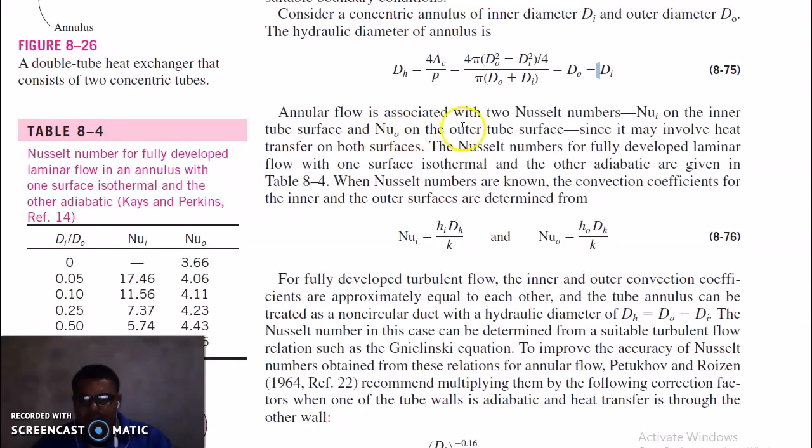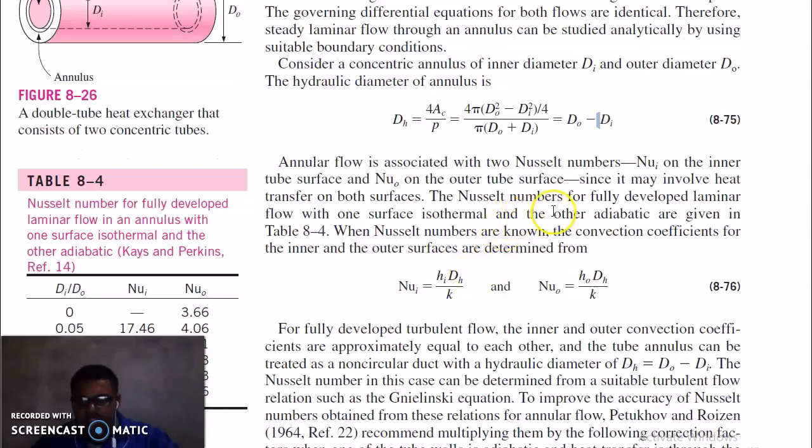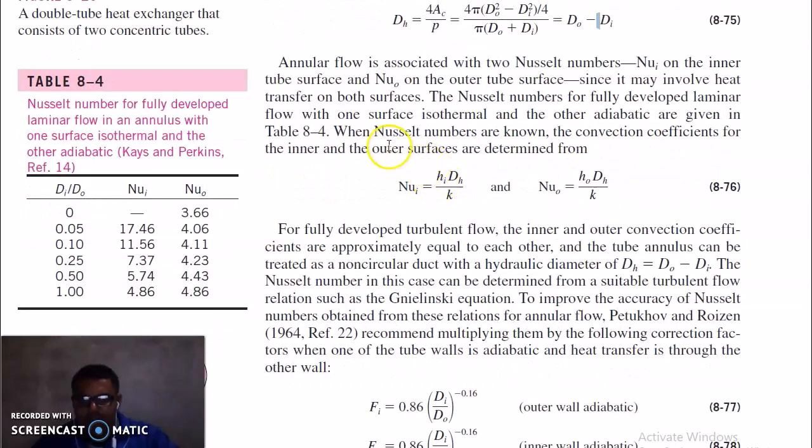Annular flow is associated with two Nusselt numbers: the Nusselt number for the inner tube surface, which is this one, and the Nusselt number on the outer tube surface. The Nusselt numbers for fully developed laminar flow with one surface isothermal and the other adiabatic are given in this table. So this is the Nusselt number for fully developed flow in an annulus pipe with one surface isothermal. This is the inner Nusselt number, this is the outer Nusselt number.